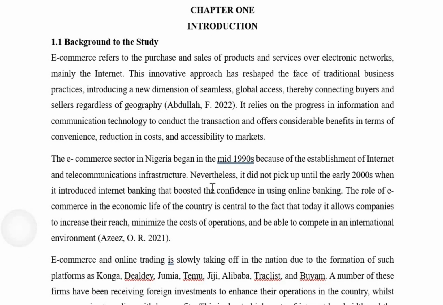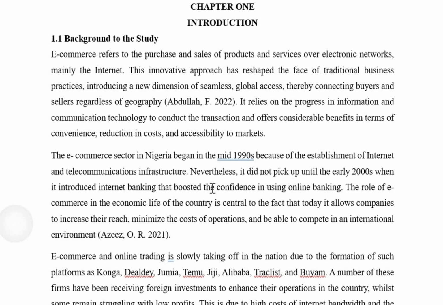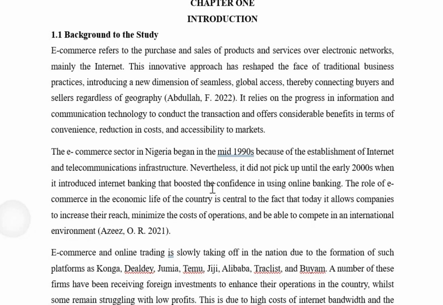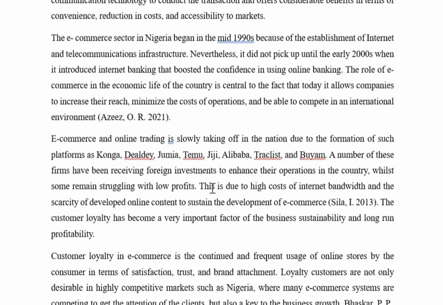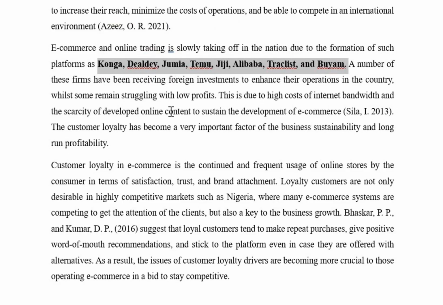So here, you just give us the short concept of what e-commerce platform is. Explain what e-commerce platform is. Because this one says e-commerce platform refers to purchase and sales of products and services over electronic networks. So we already know that this is what e-commerce platform is. So it gives a short history and what we mean, with examples of e-commerce platforms, such as, you can see them here, Konga, Temu, Jumia.